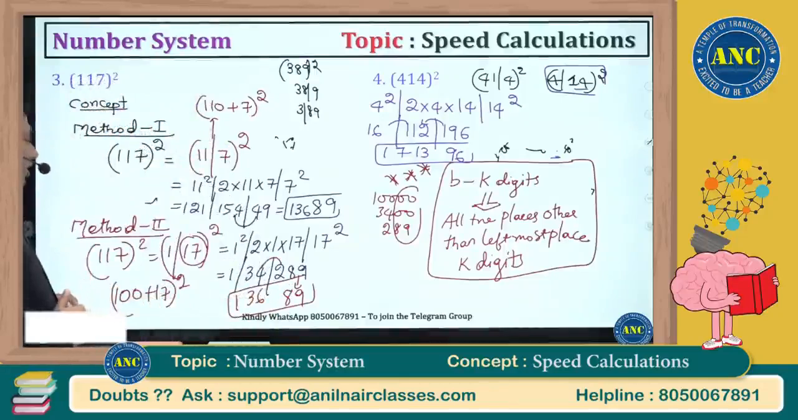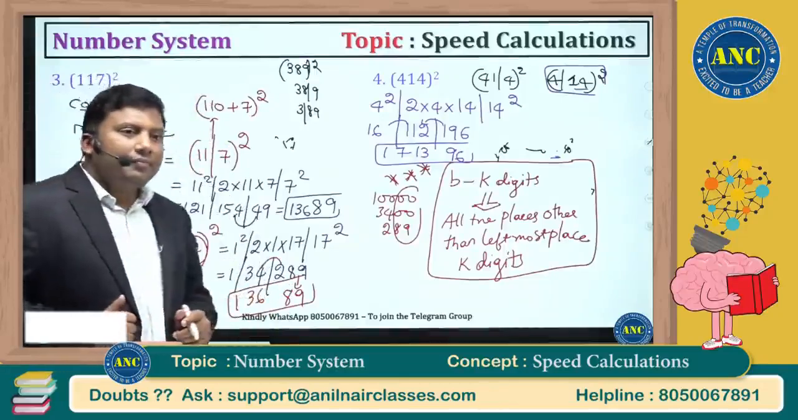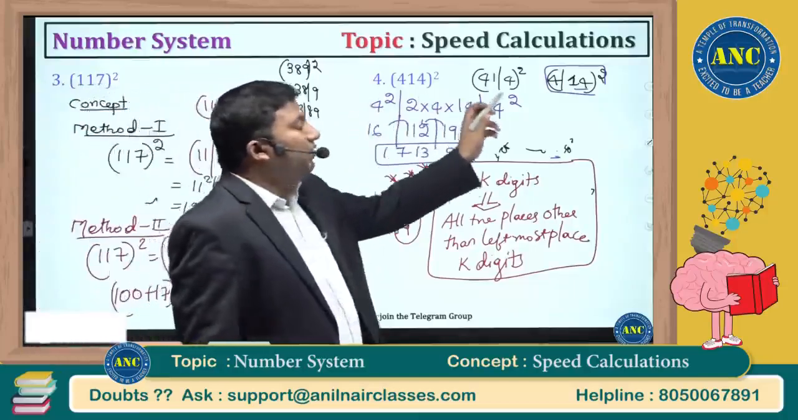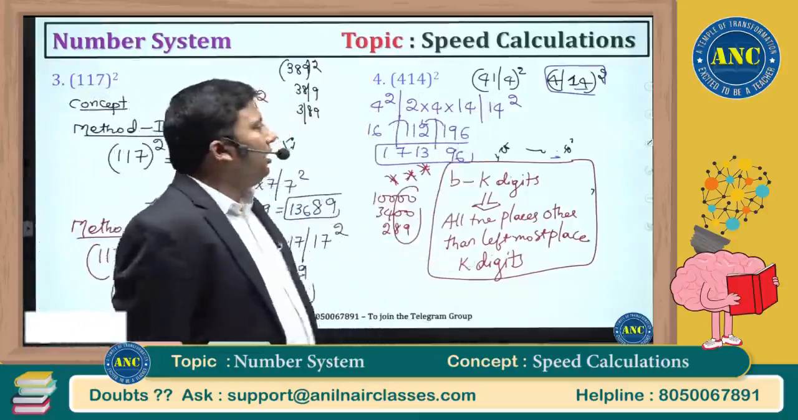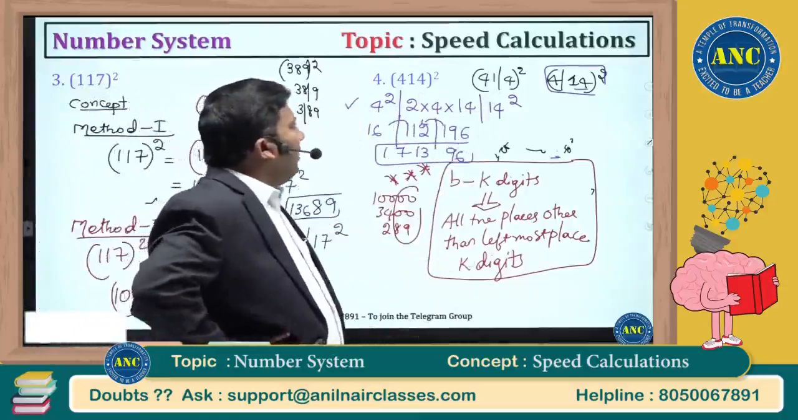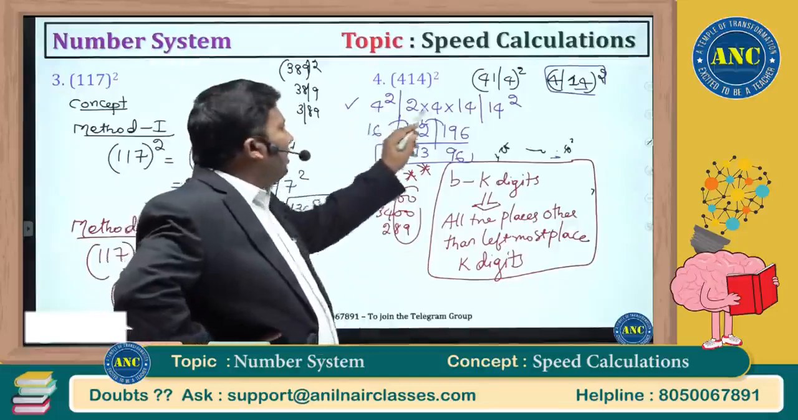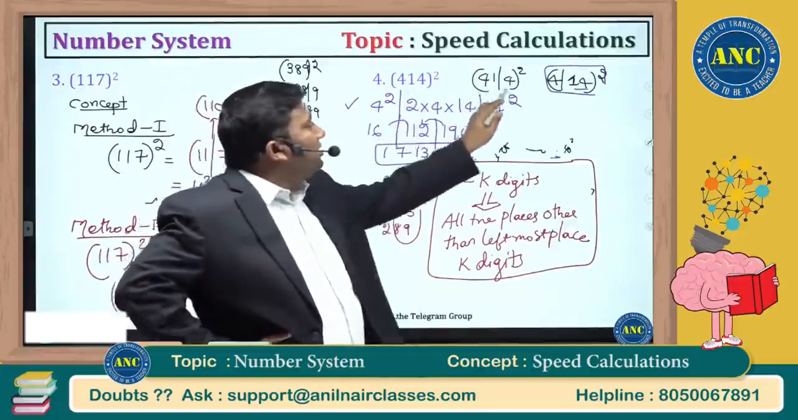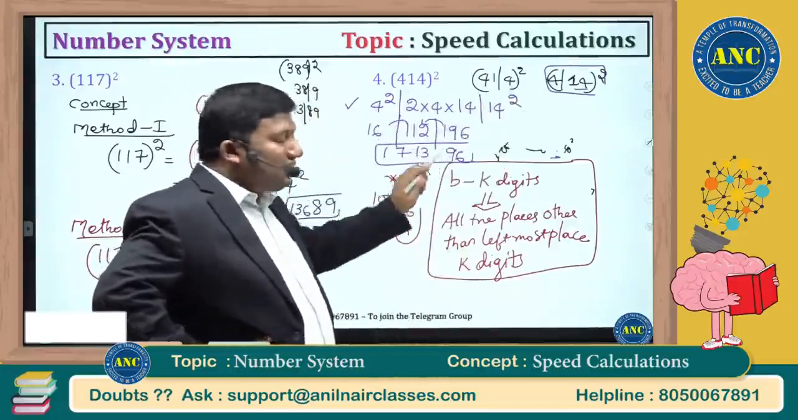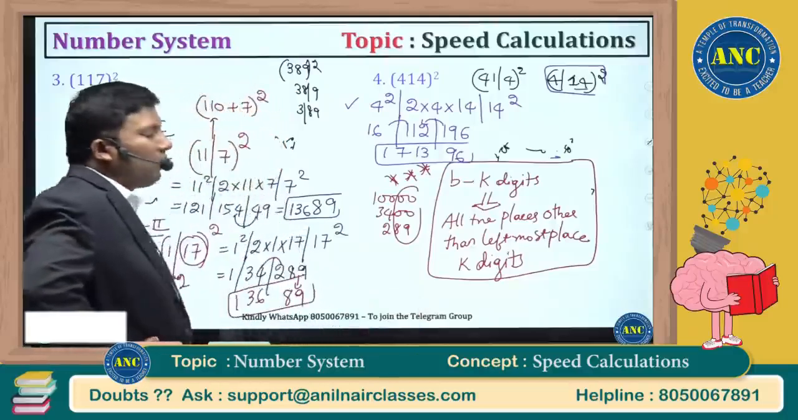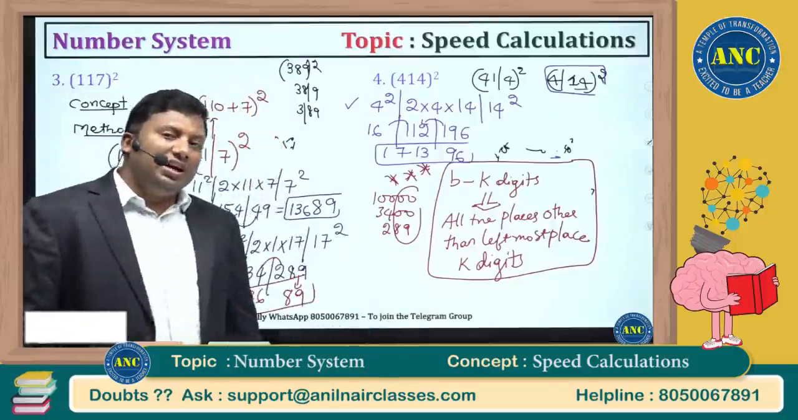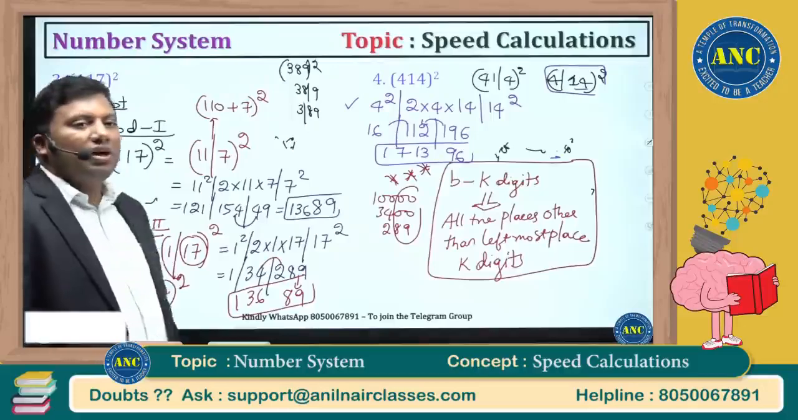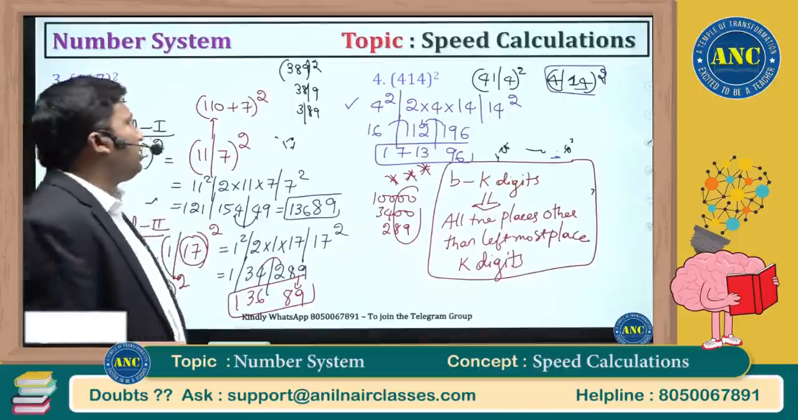The answer for 117 whole square is 13689. Again I am explaining. 414 square, divide into two parts: A is 4 and B is 14. A square, 2AB, and B square. 4 square is 16. 2 into 4 into 14 is 112. 14 square is 196. Here B is taking 2 digits, so 96 is written in the answer. 1 is carried forward. 112 plus 1 is 113. What are the last 2 digits in 113? 13. 1 carried. What is 16 plus 1? 17.